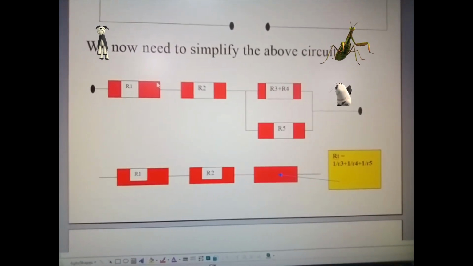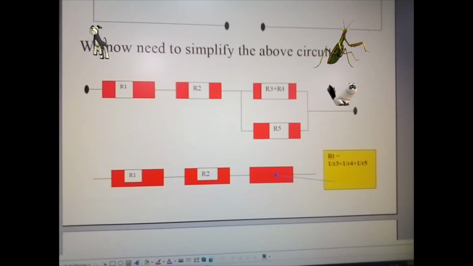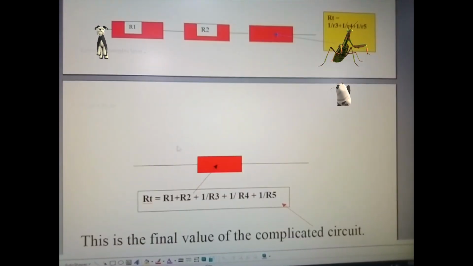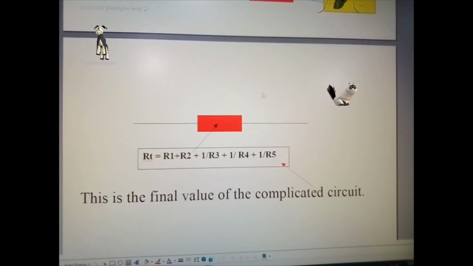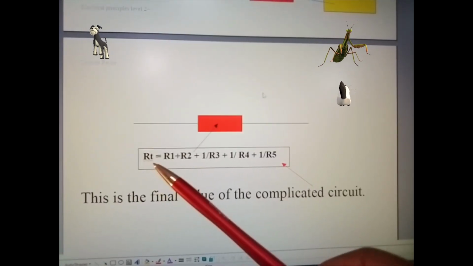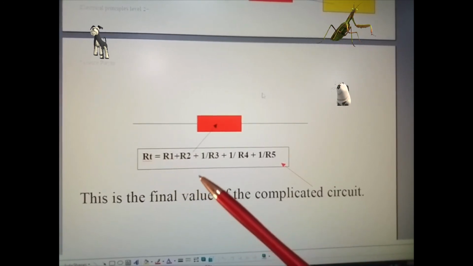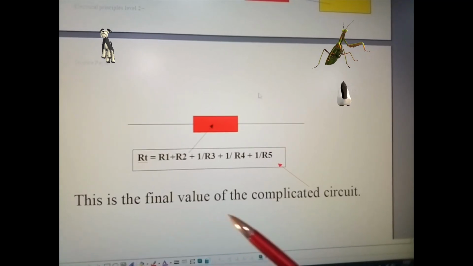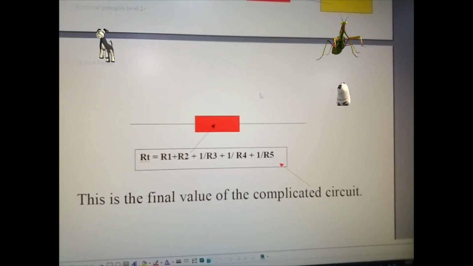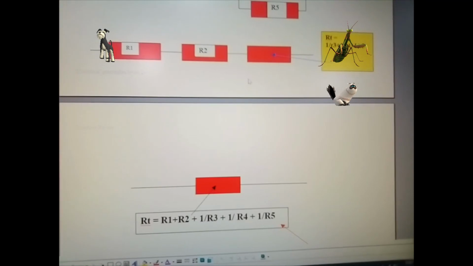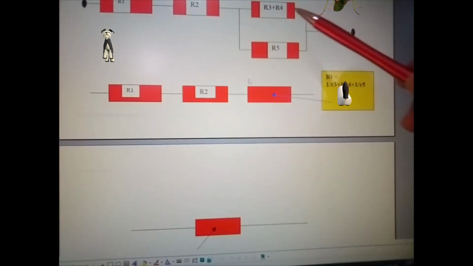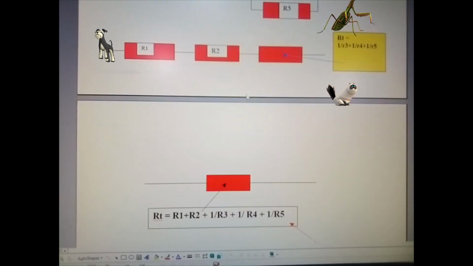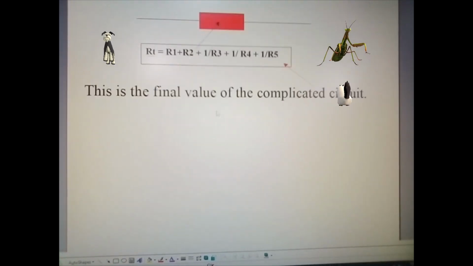And when I've done that, oh, did I give an answer to this? Sorry about that. Yes, I have. So RT equals R1 plus R2 plus 1 over R3 plus 1 over R4 plus 1 over R5, because this is the final value of the complicated circuit, okay? Because what you have to do here is take into account this is a parallel network, so you need to deal with that as a parallel network, okay?